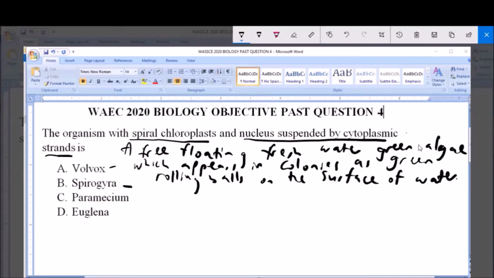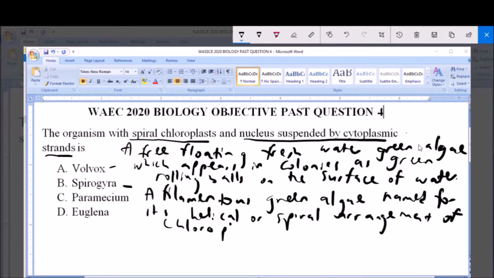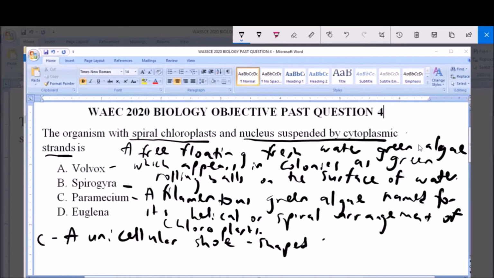Option B, the Spirogyra, is a filamentous green algae named for its helical or spiral arrangement of chloroplasts. Option C, which is the Paramecium, is a unicellular shaped organism.